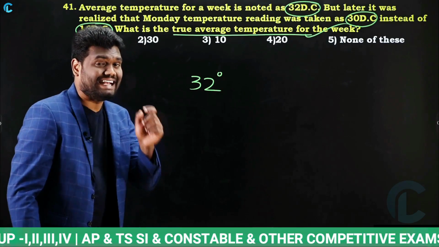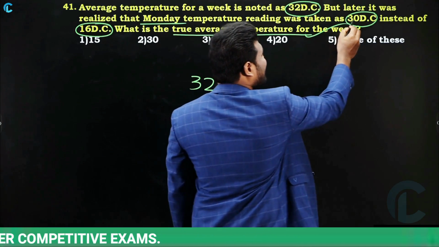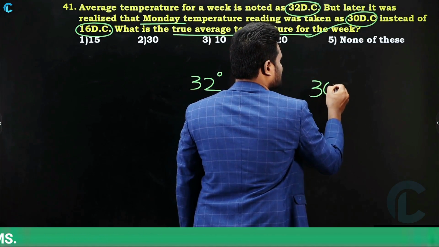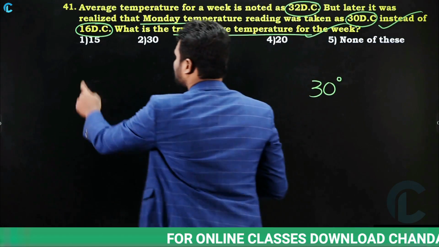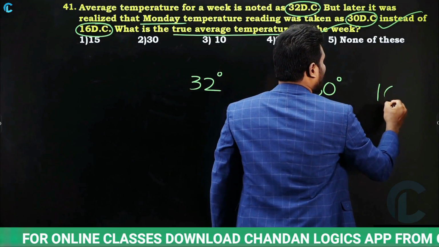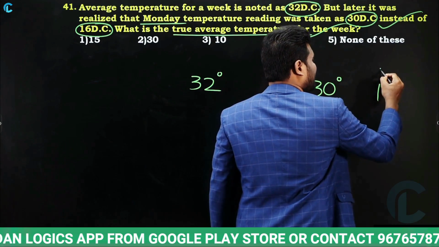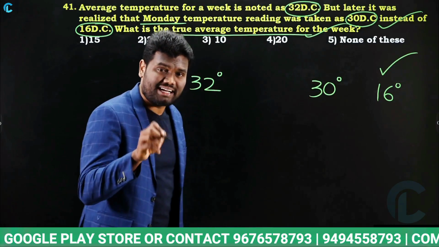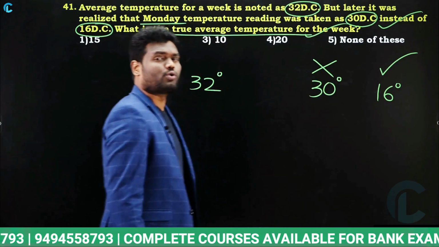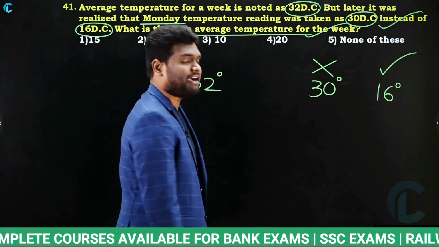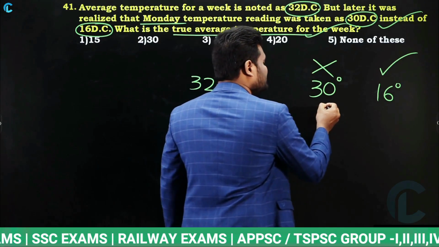But it is said that Monday temperature reading was taken as 30 degrees Celsius instead of 16 degrees Celsius. Now what do we mean by that? According to this question, the correct temperature for Monday is 16 degrees Celsius, but they have wrongly noted it as 30 degrees Celsius. The question is asking what is the correct average temperature for the week. Very simple. Whenever you have questions in this way, you just take the difference.